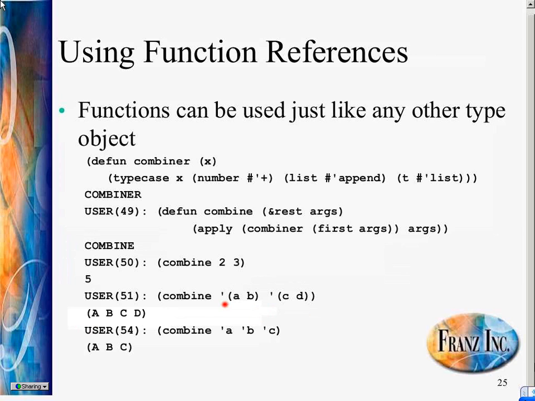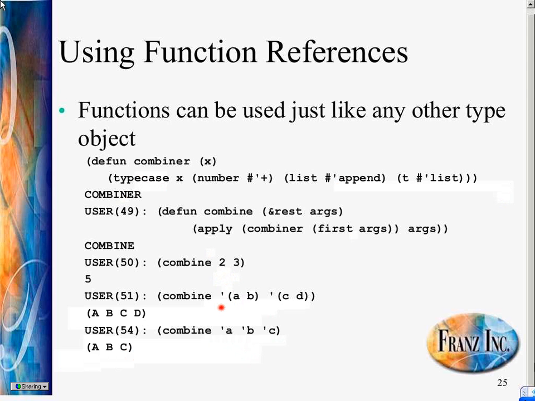So here is a single list, A, B, C, D, made up of these two argument lists. And finally, if the first argument is something that isn't a number and isn't a list, then it just takes all the arguments and bundles them up into a list, the symbols A, B, and C. Now, notice that we're not doing any testing on the later arguments.